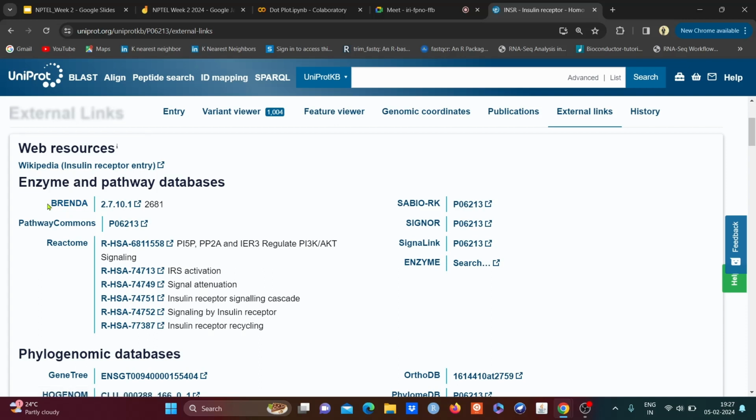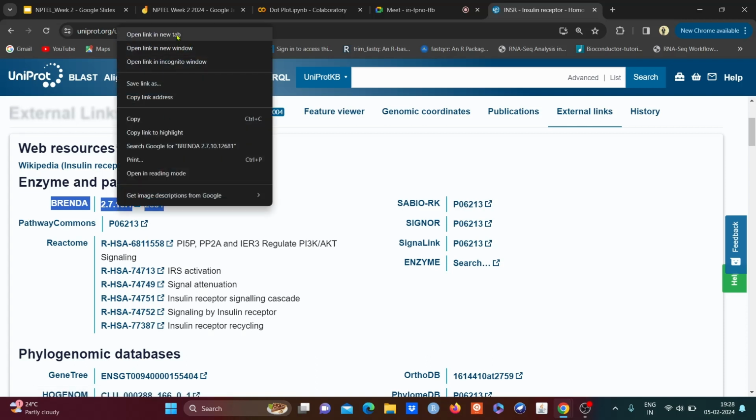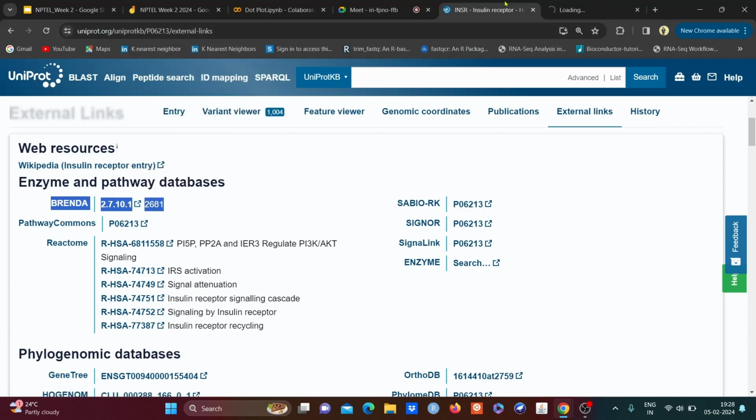For example, we have studied BRENDA, which is enzyme related. So this entry has been made in BRENDA as well. Let's try to click on BRENDA. I hope everyone can see BRENDA. I'm just navigating from here to BRENDA.